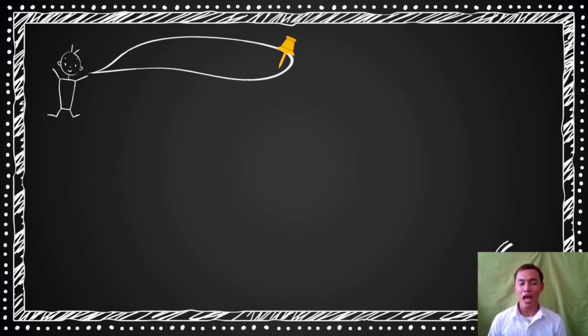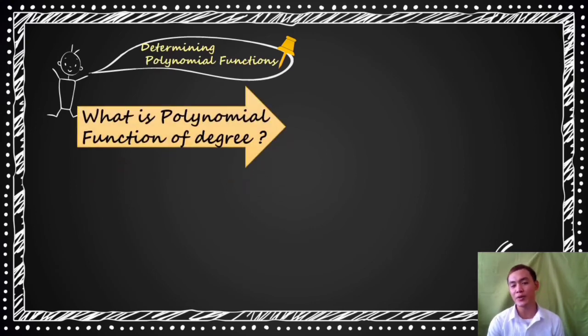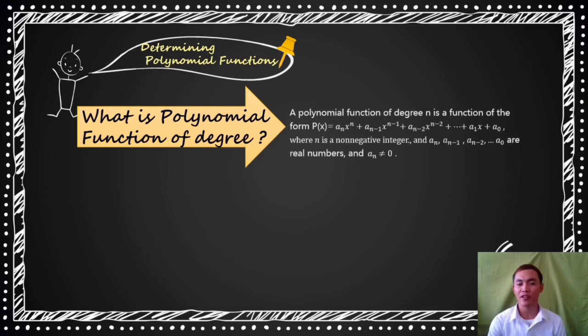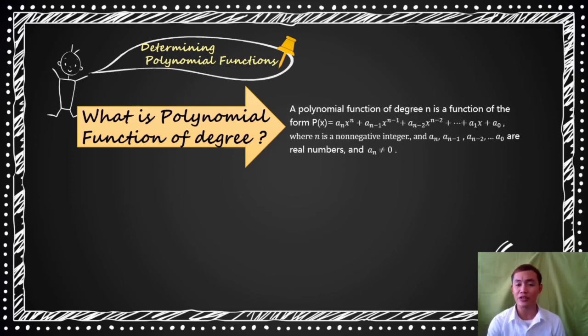Now, let's proceed to how you will be able to determine polynomial functions. First, we need to define what a polynomial function is. A polynomial function of degree n is a function of the form p of x equals a sub n x to the n plus a sub n minus 1 x to the n minus 1 plus a sub n minus 2 x to the n minus 2 plus so on and so forth plus a sub 1 x plus a sub 0, where n is a non-negative integer, a sub n minus 1, a sub n minus 2, and so on, a sub 0 are real numbers, and a sub n should not be equal to 0.